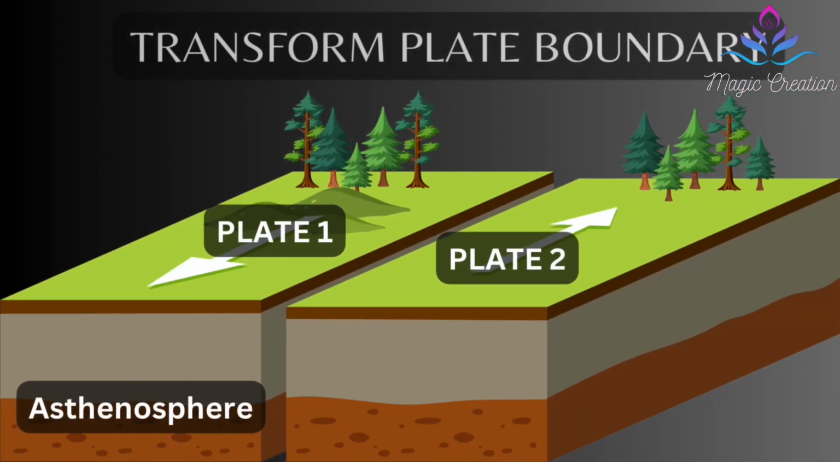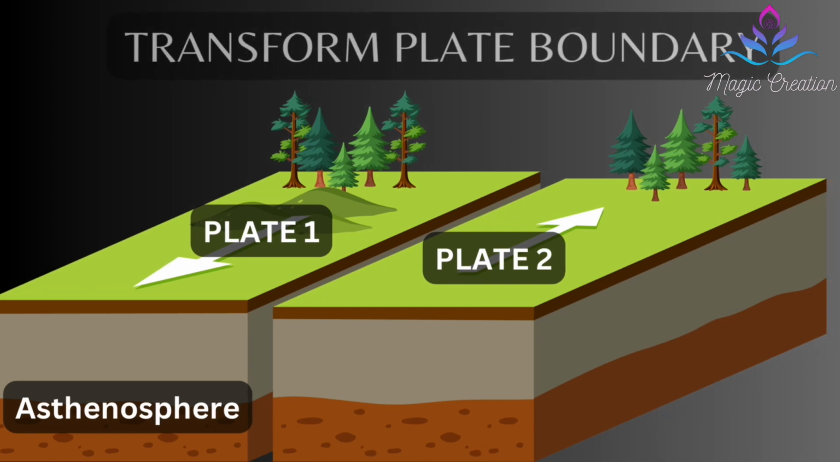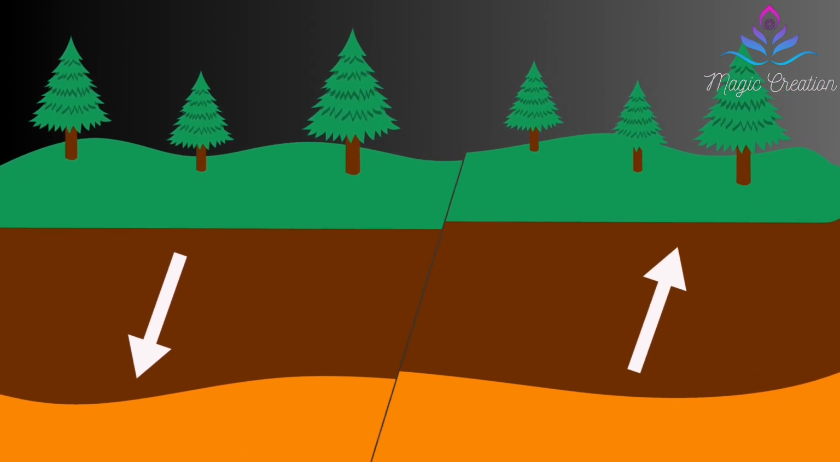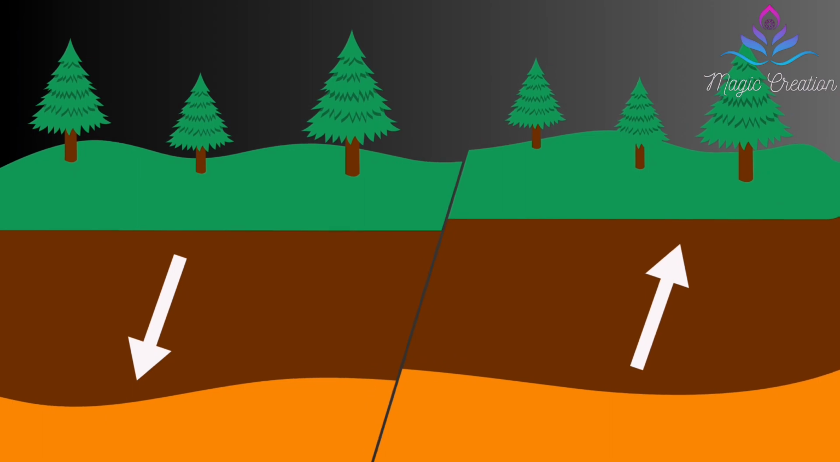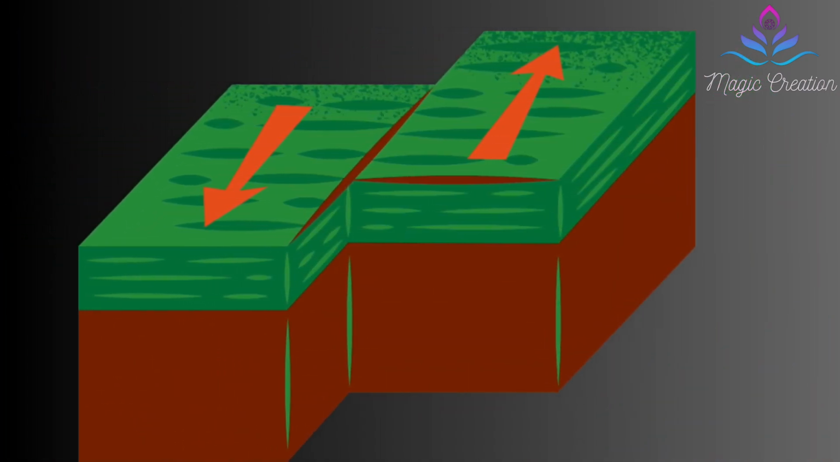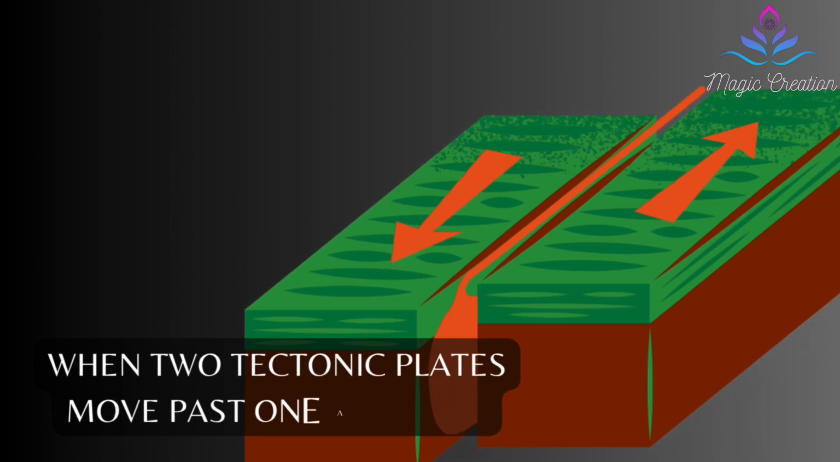Transform plate boundary. A transform boundary causes a fault between two plates of the lithosphere, which will slide past one another. This motion does not create or destroy crust and will cause earthquakes, but no volcanoes. A transform boundary occurs when two tectonic plates move past one another.